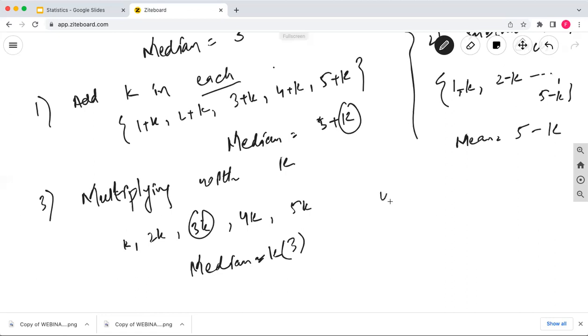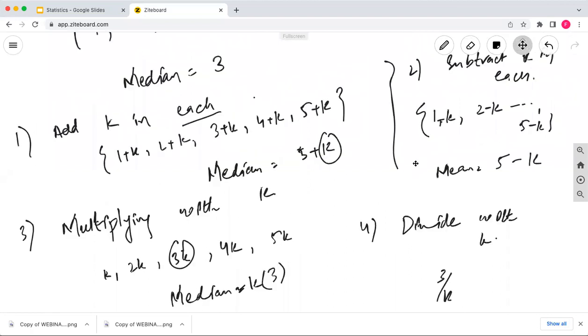And likewise, if we divide by k, in that scenario, this will become 3 by k. And if k is a fraction, your median will increase. If k is an integer, your median will decrease, right? So these are the basic 4 scenarios in which you are adding, subtracting, multiplying, or dividing with the same constant in all of the values of a data set. Got the point?